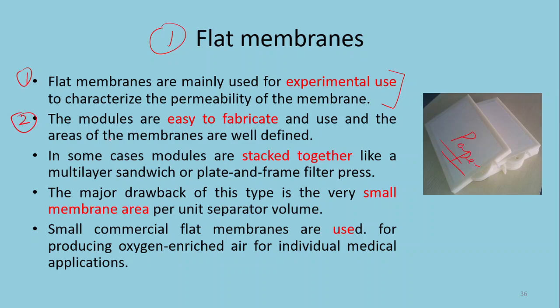In some cases, modules are stacked together like a multi-layer sandwich or plate and frame filter press. So to increase the capacity, you can have a multi-layer sandwich of flat membranes stacked together. The major drawback for this type of membrane is a very small membrane area per unit separator volume. Small commercial flat membranes are used for producing oxygen-enriched air for individual medical applications. Otherwise, the main purpose is experimental. We have very limited use of flat membranes in different areas. One example is given here.